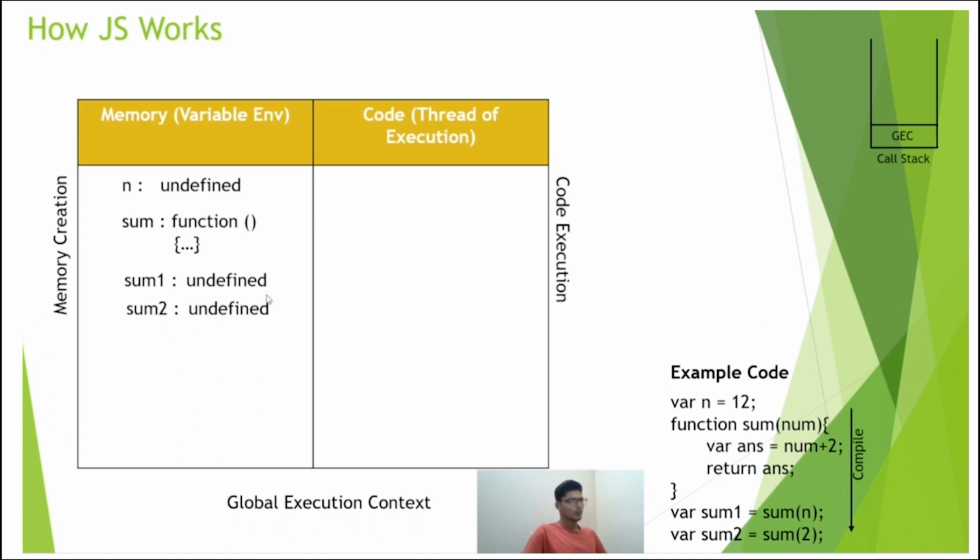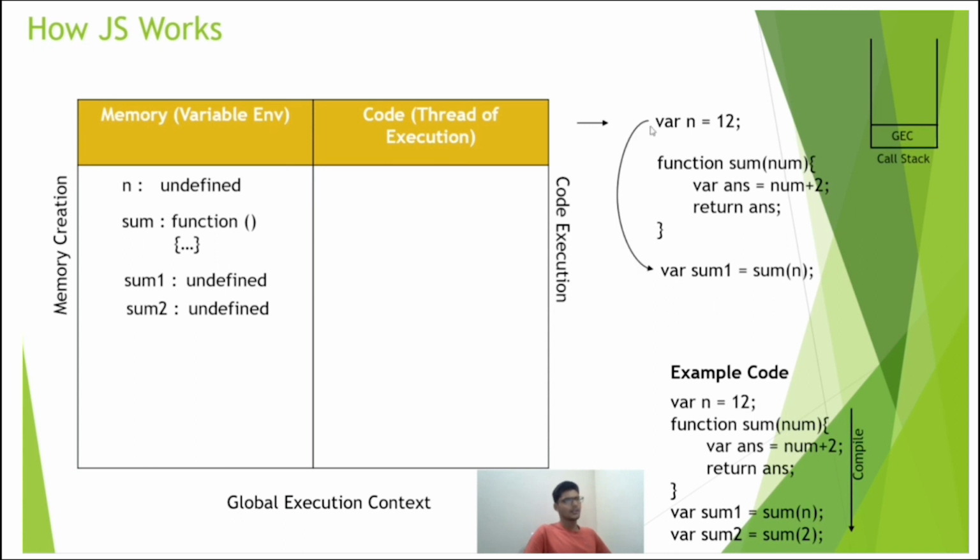Now the next phase, code execution. The code execution phase starts here. In the code execution flow, what will happen? First, n equal to 12 will run here. Now the function we have after this is already in memory, so it won't run. The flow goes on, and the value of n will be replaced by 12 in the code execution phase.